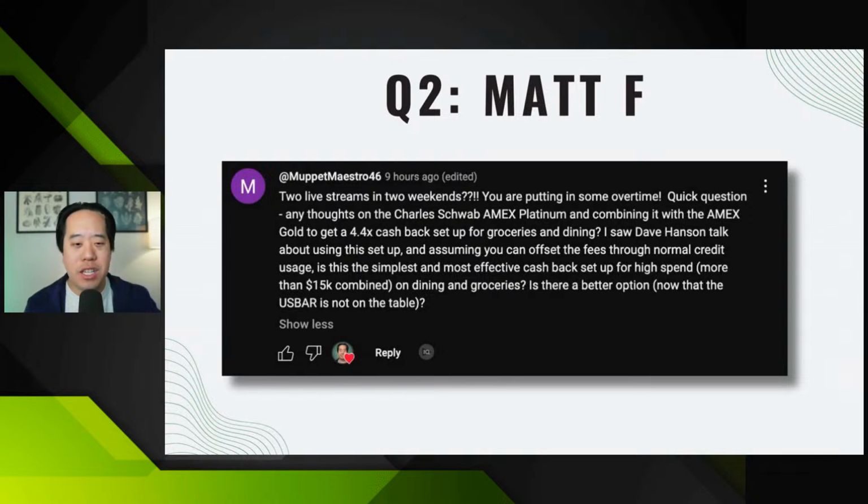"I saw Dave Hansen talk about using the setup and assuming you can offset the fees through normal credit card usage. Is this the simplest and most effective cashback setup for high spending, which is more than 15K combined?" I would assume that's on the food purchases, on dining and groceries. "Is there a better option now that the U.S. Bank Alto Reserve is not on the table?"